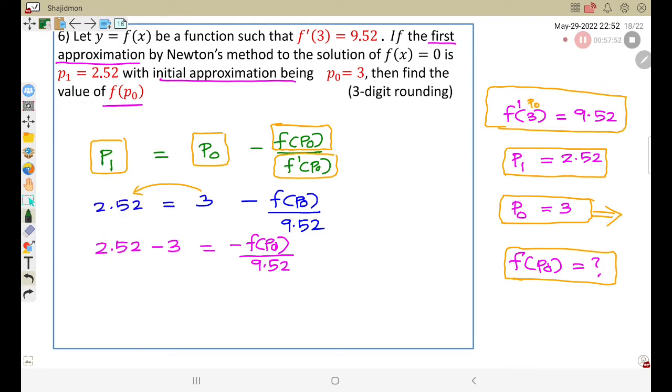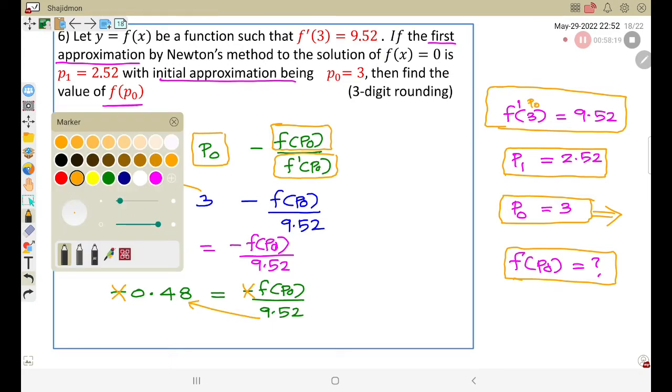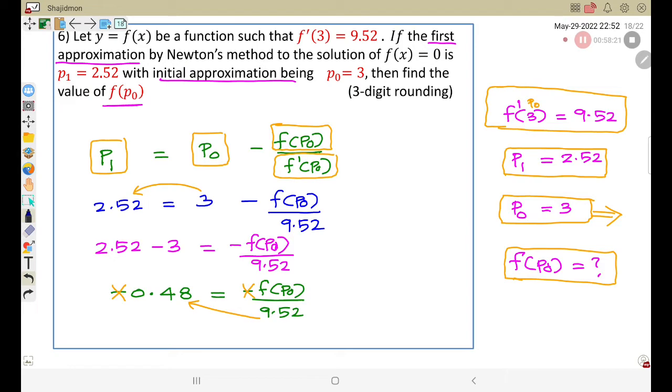Okay. Now 2.52 minus 3, use 3 digits rounding. What will be the number? Minus 0.48 equals minus f of P0 divided by 9.52, correct? Now this minus sign we can cancel both sides, it will cancel, correct? Now this 9.52 cross multiply here, you will get f of P0, correct?